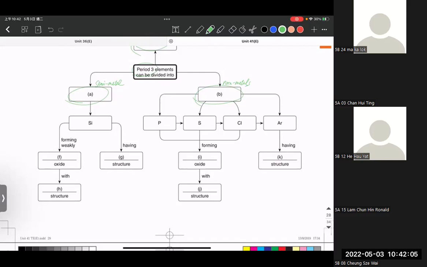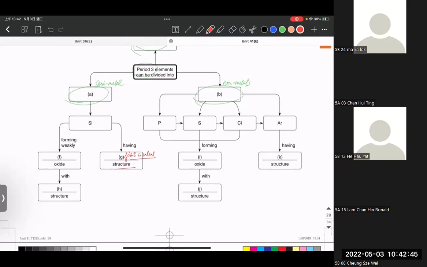Could you please answer F and H? Please answer G. While you will be responsible for I and J, and K. Okay, who comes first? That's right, giant covalent. Yes. So we focus on silicon first of all. Giant covalent structure. And tell me F and H.